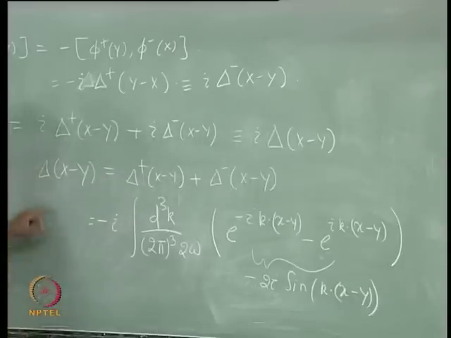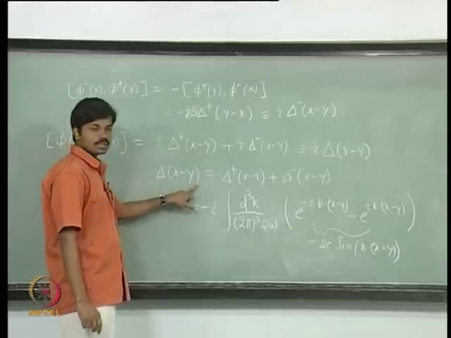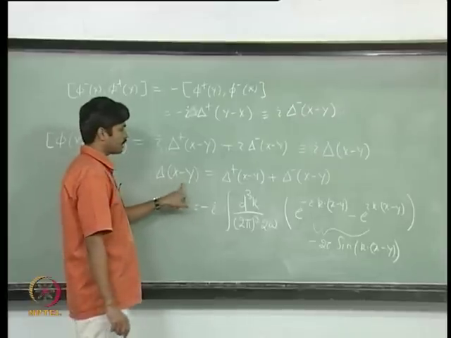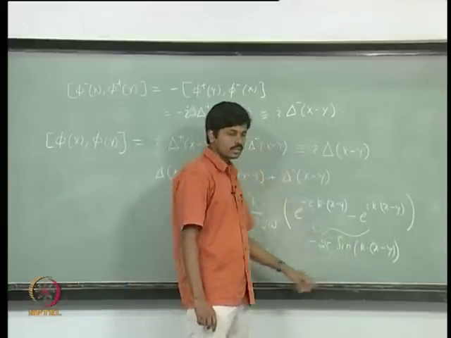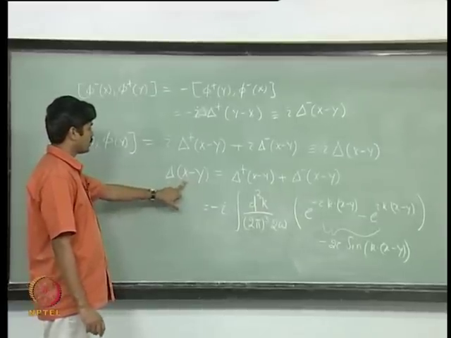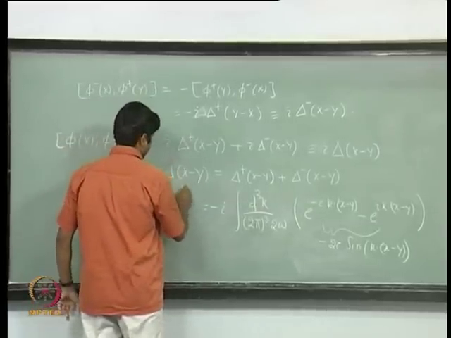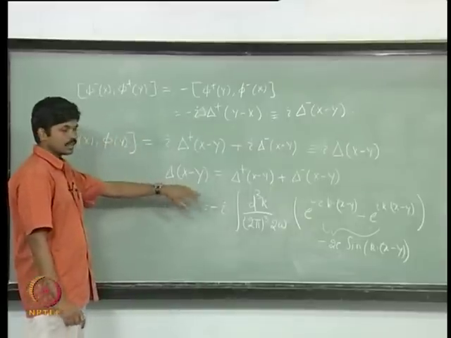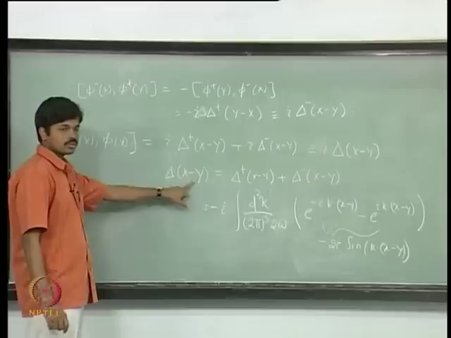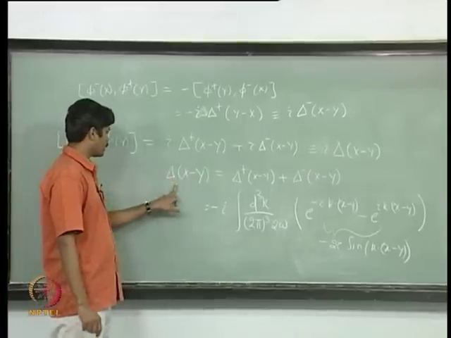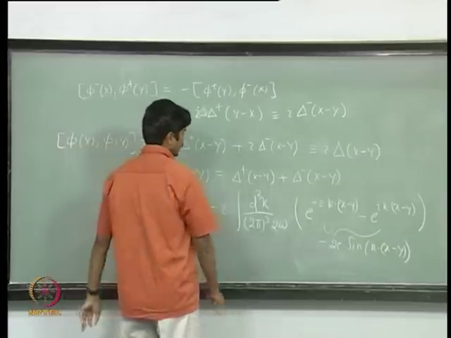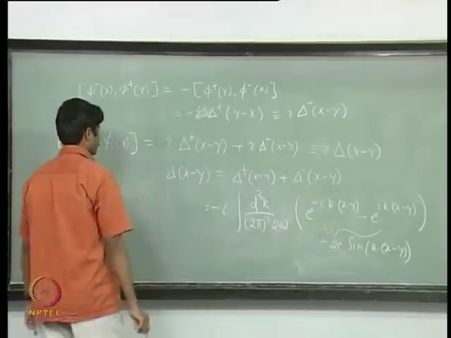So, this delta of x minus y has several properties. First thing is that it is an odd function of x minus y, it is an odd function of its argument because sin is an odd function. Second thing is that it is Lorentz invariant, and finally, we can show that this in fact satisfies the Klein-Gordon equation when the argument is not 0. You can apply the Klein-Gordon operator on this delta of x minus y, and then you can see that it in fact satisfies the Klein-Gordon equation when this is non-zero.